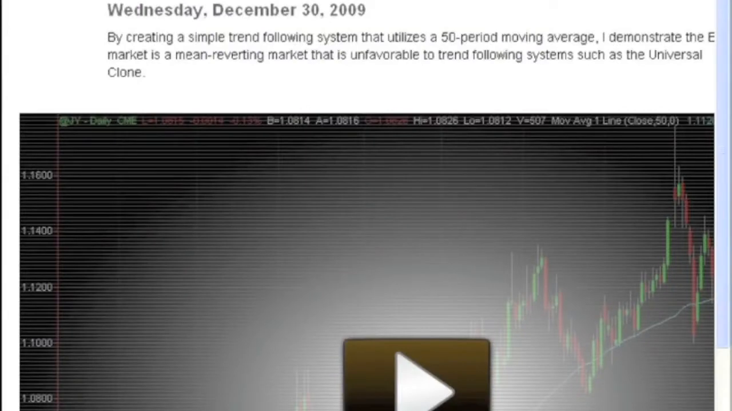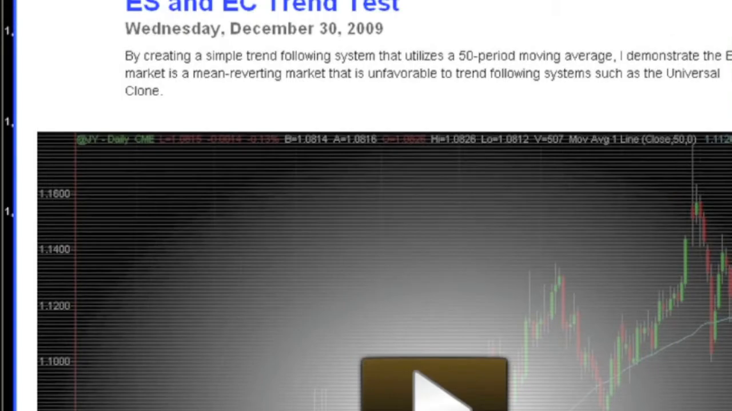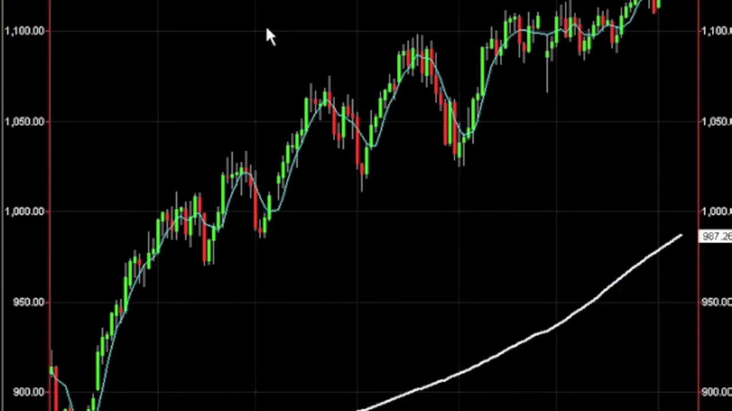I want to take another look at the ES market, and we have a familiar setup here with the 200 period moving average, which is going to represent a filter. We're only going to go long when price is above it. And we have a 5 period moving average represented by this blue line, which will represent an exit. Again, we're only going to go long.